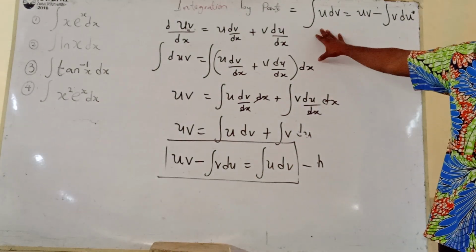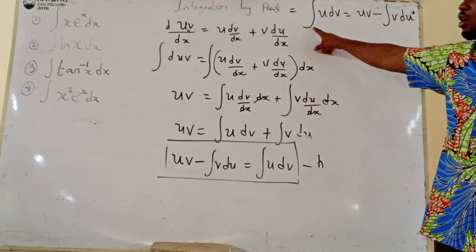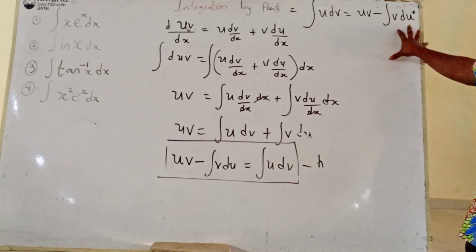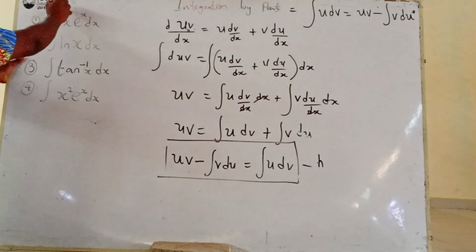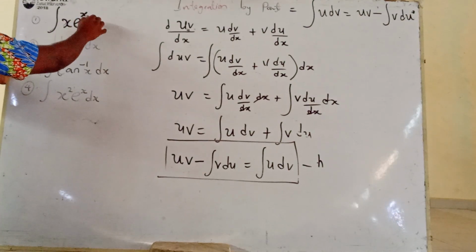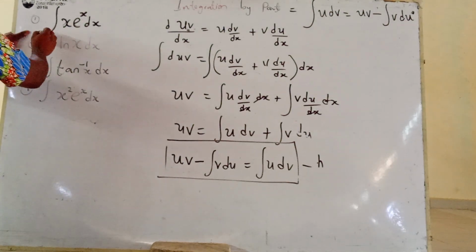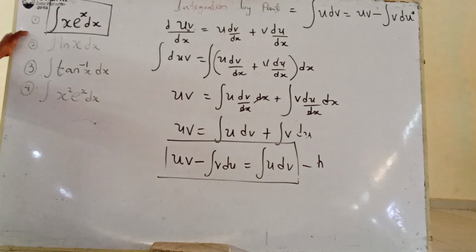The formula is what? Integral of u dv is equal to uv minus integral of v du. Now, consider this function over here. The function here is integral of x exponential x dx. Can you see that? So, if you look at this, we can compare it with that particular formula over here.